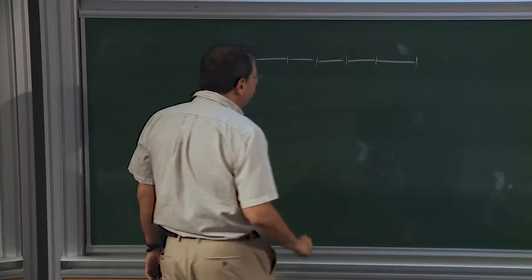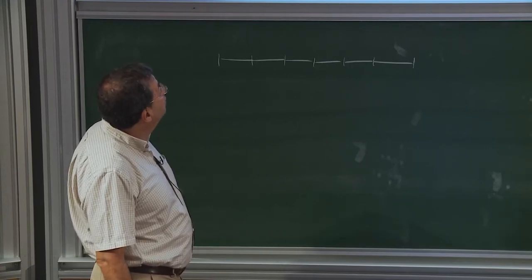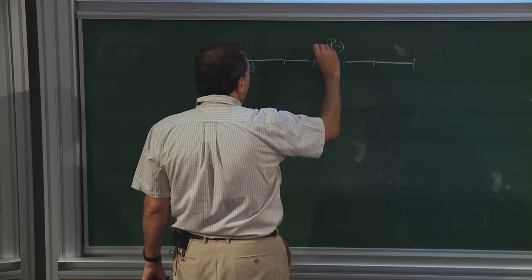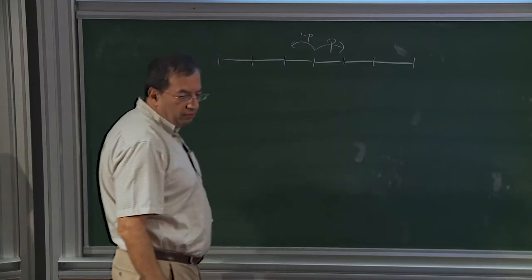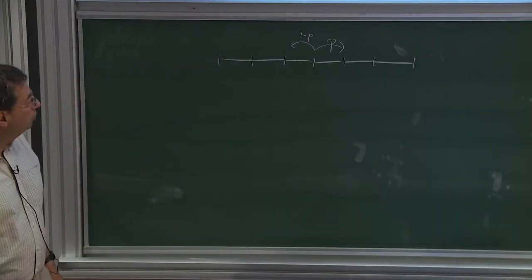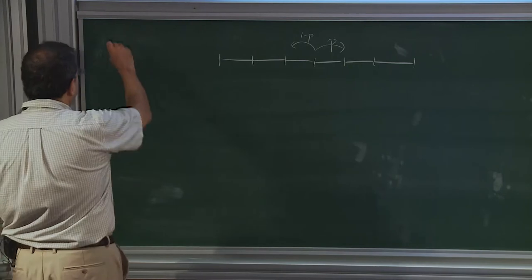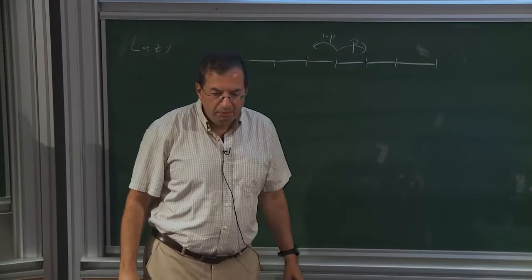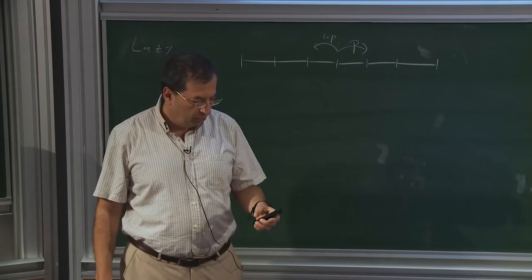So suppose we have a line segment, and we move to the right with probability p, to the left with probability 1 minus p. So this chain could be periodic, so we always look at the lazy version. Namely, with probability half we stay in place, and with probability half p we move to the right, half 1 minus p we move to the left.